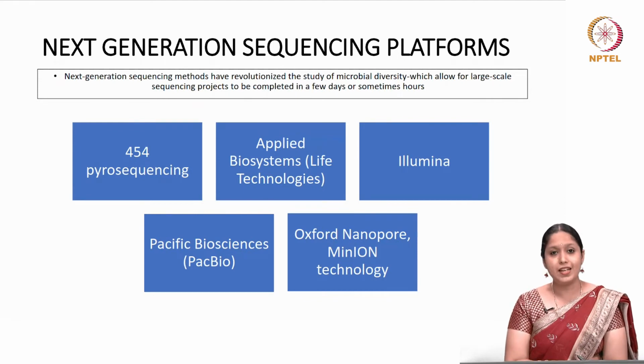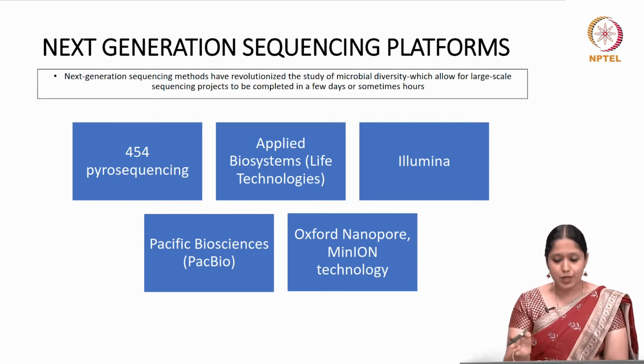So, next is the next generation sequencing platform. The next generation sequencing platforms have revolutionized the study of microbial diversity, allowing large scale sequencing projects to be completed in a few days or sometimes within a few hours. Under that come five types, which include 454 pyrosequencing, Applied Biosystems, Illumina, Pacific Biosciences, and Oxford Nanopore, that is MinION technology. So let's see each of them in detail.